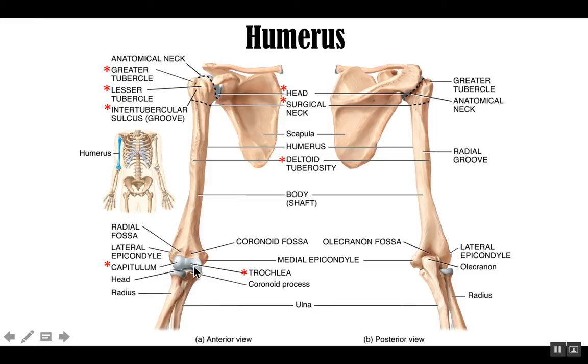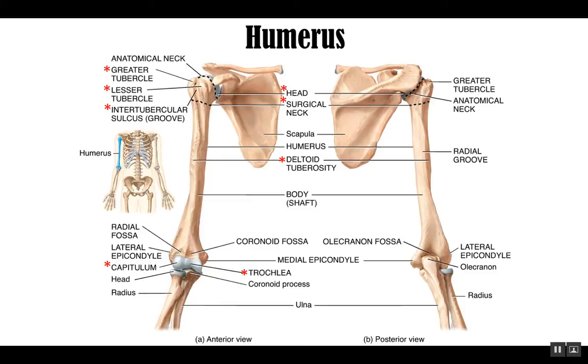Trochlea refers to its groove-like structure. That groove-like structure is reminiscent of a pulley wheel. Trochlea means pulley wheel. Those are very important structures at the distal end of the humerus.